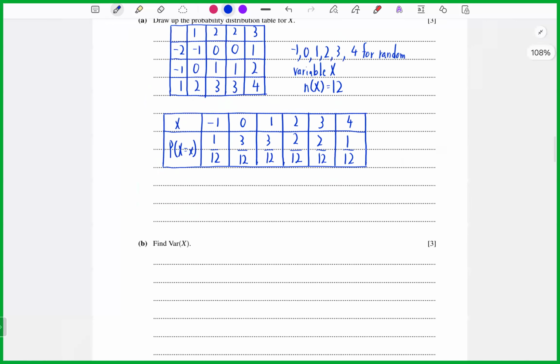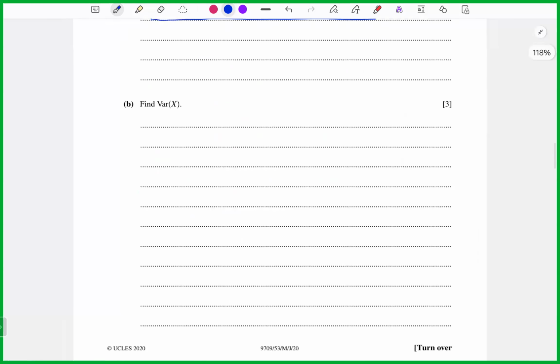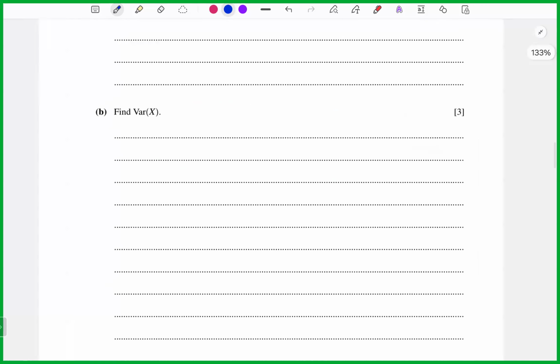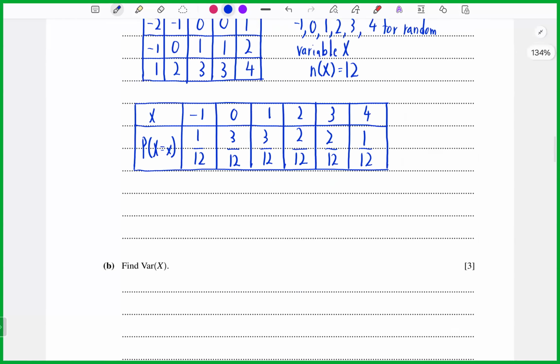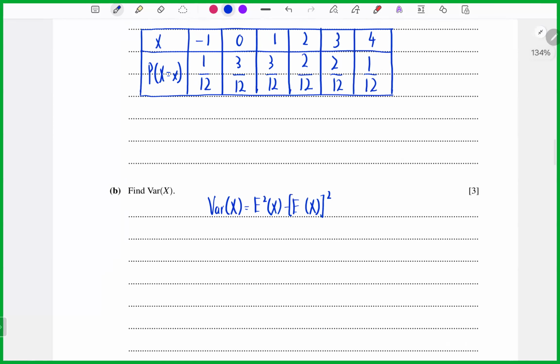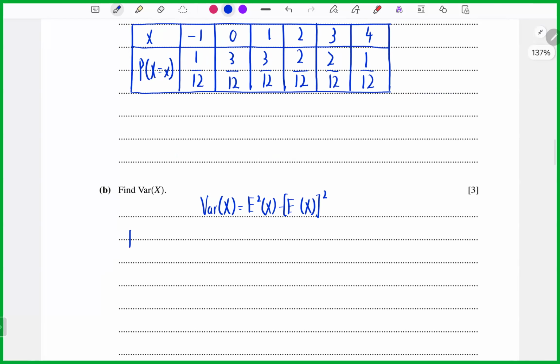Okay, so let's go to the next question, question B. Find the variance. So we need to understand the formula again. E of x squared minus the expectation squared. Sorry, actually it's not this simple. So let's start. Now we can try to find the expectation first.